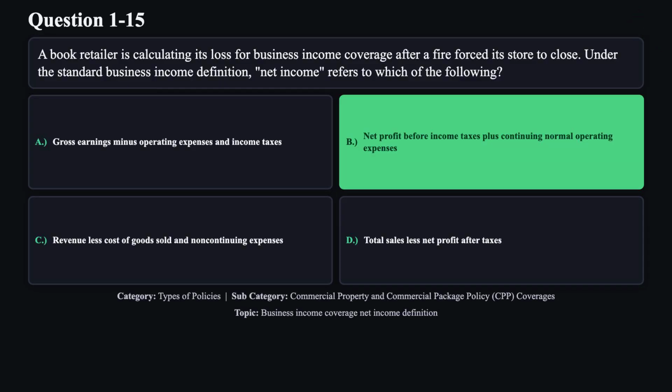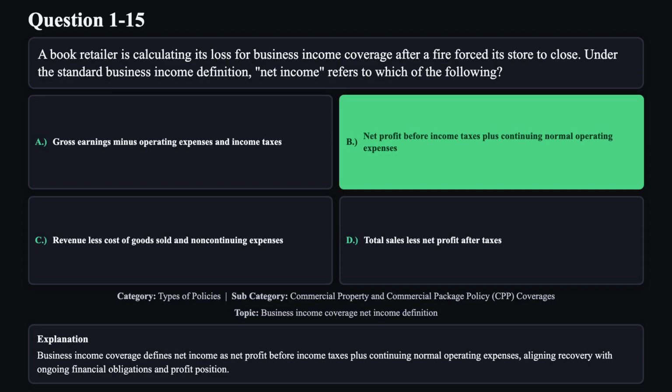The correct answer is B. Business income coverage defines net income as net profit before income taxes plus continuing normal operating expenses, aligning recovery with ongoing financial obligations and profit position.